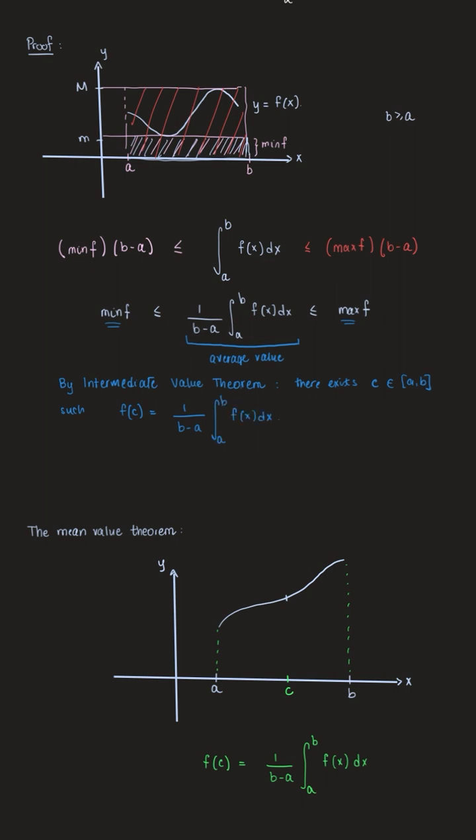And that is the proof of the mean value theorem, that if we have a continuous function on a closed interval, that function must attain its average value.